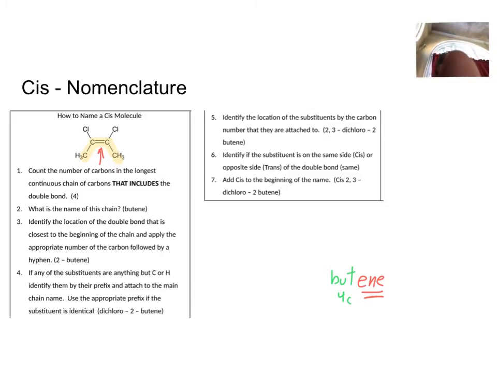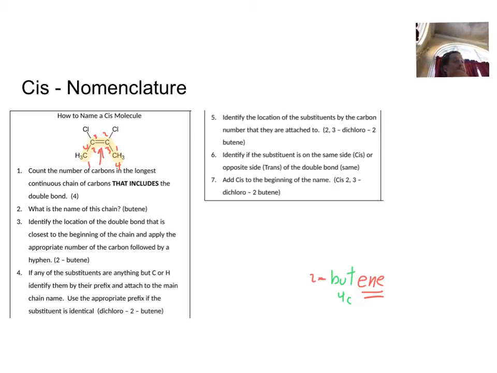And we should number the chain. So 1, 2, 3, 4, or 1, 2, 3, 4. It appears that the double bond occurs between the second and third carbon, no matter how we write it. So I'm going to call it a 2-butene. Now, there are 2 branches.